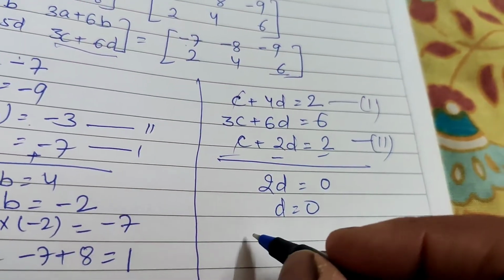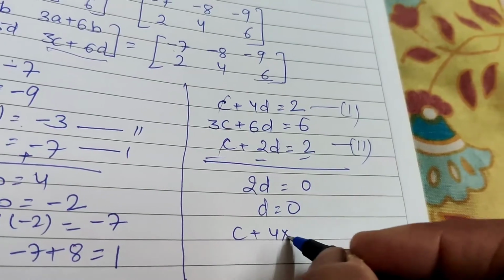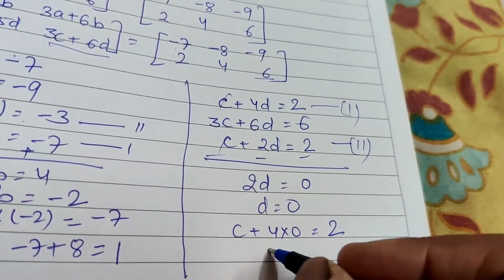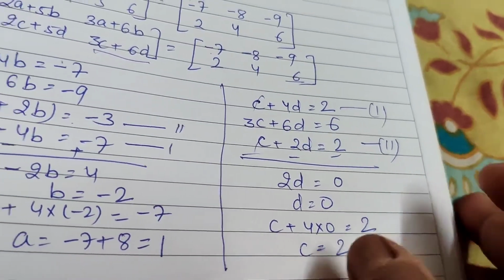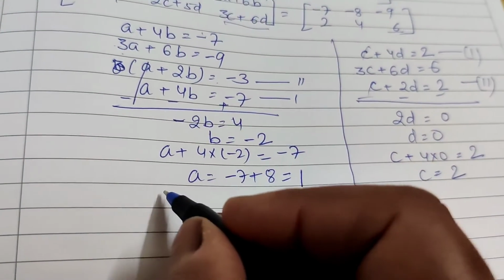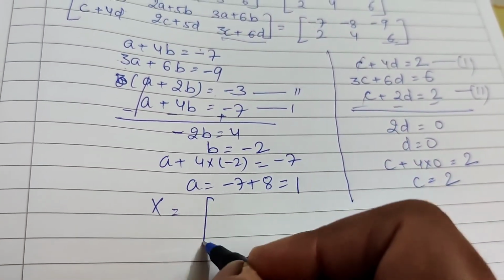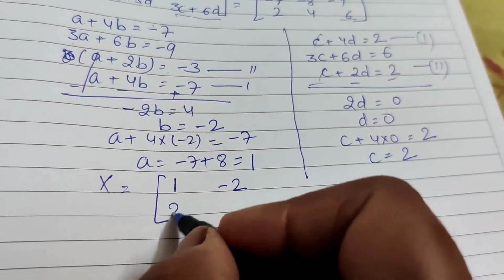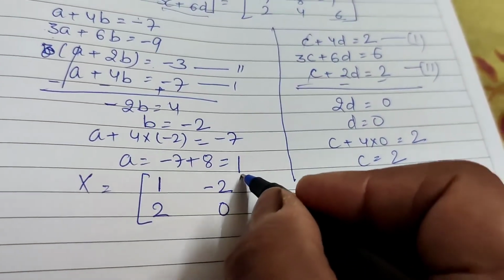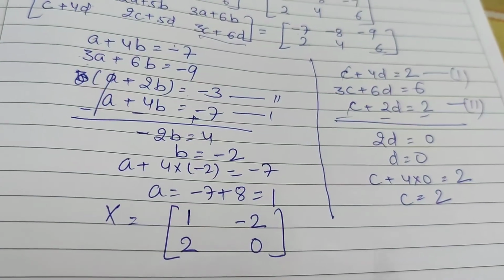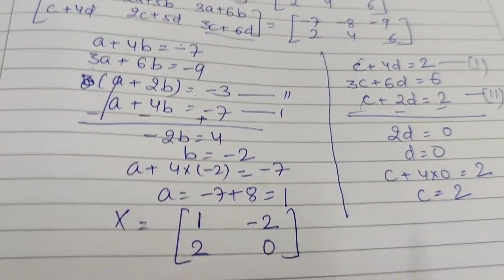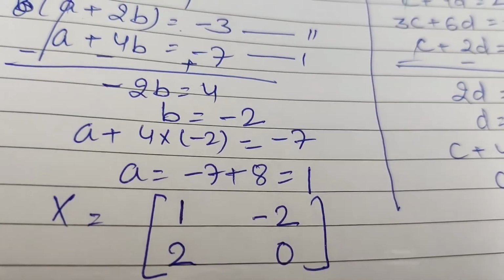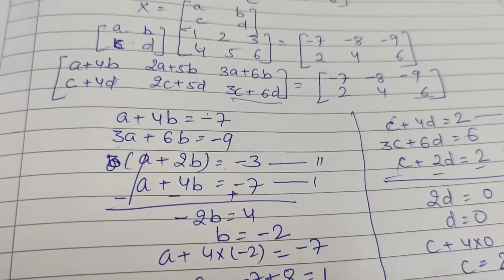Put the value of D: C plus 4 into 0 equals 2, so C equals 2. It means the matrix X equals [A, B; C, D]. This is the X matrix. Put the values of A, B, C, D in the X matrix. Okay.